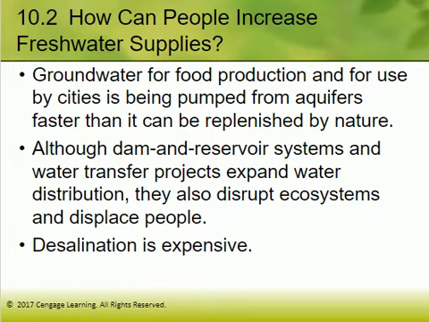Certainly you're going to mess up natural ecosystems. You're going to take what was a grassland or a forest and make it a lake. And then desalinization is expensive. Remember, how can people increase freshwater supplies? Lots of people say, well, why don't you just turn saltwater into freshwater? Seems easy enough. It's not. It's expensive. It's energy intensive. We'll look at it a little bit.